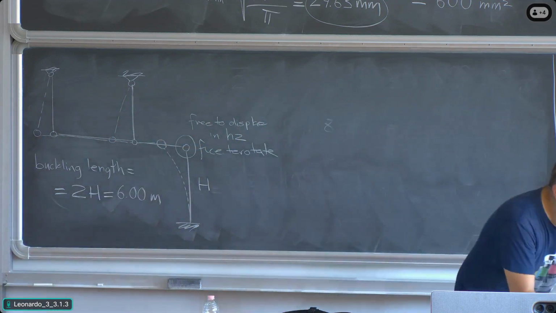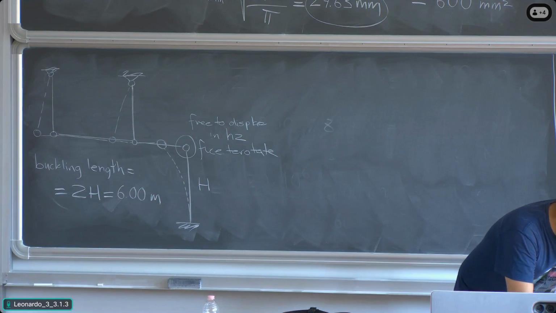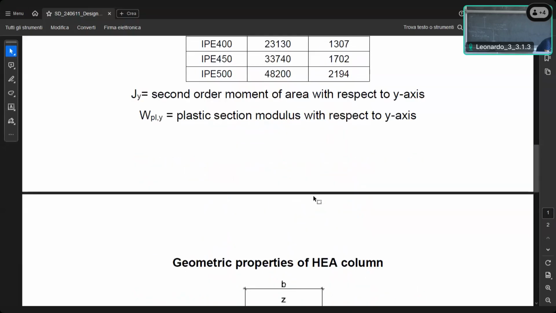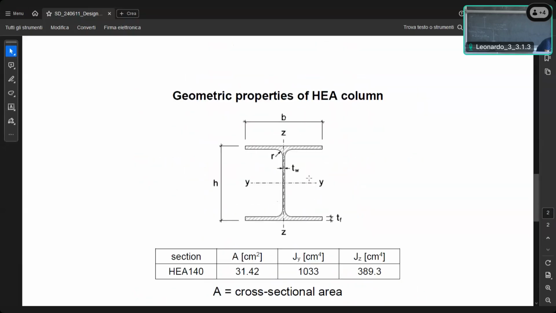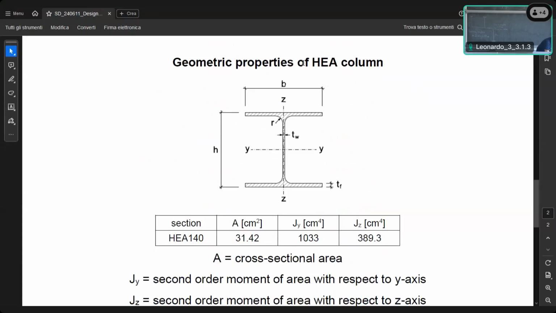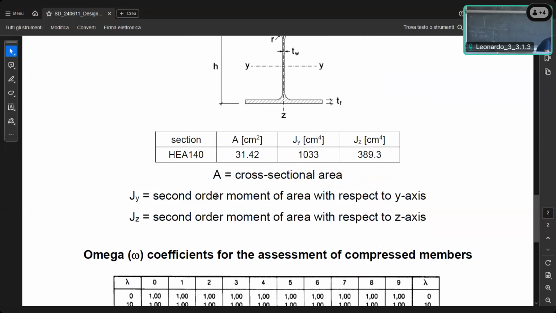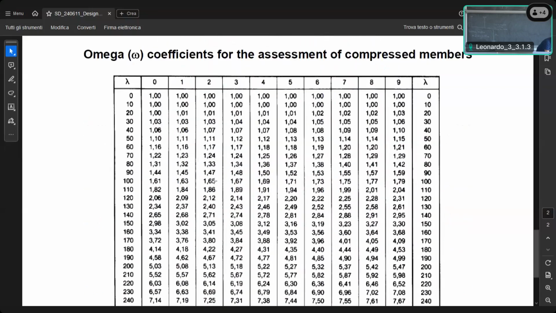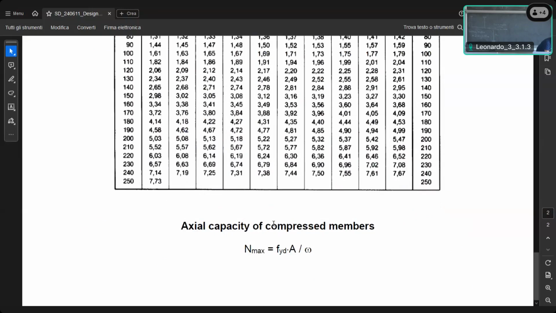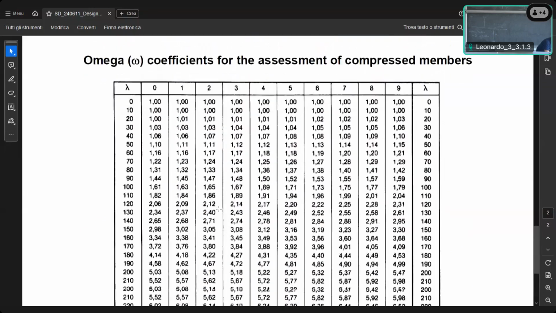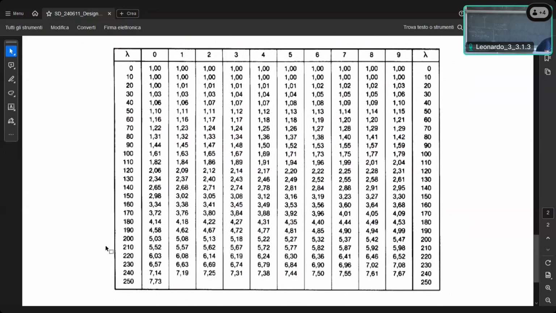Let me quickly share my screen. If we go further with the design aids, in the second sheet, there were geometric properties of the HEA column: cross-sectional area, and two second-order moments of area with respect to the two axes. And here there is the actual capacity of compressed members. This is an interesting equation, FYD times A divided by omega, where omega is a coefficient that depends on the slenderness of the member, provided in this table here.